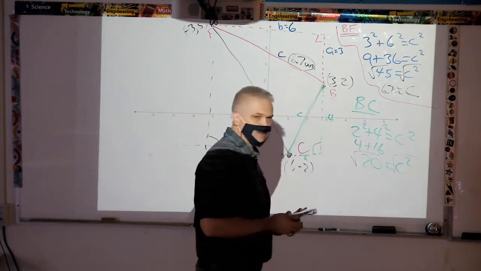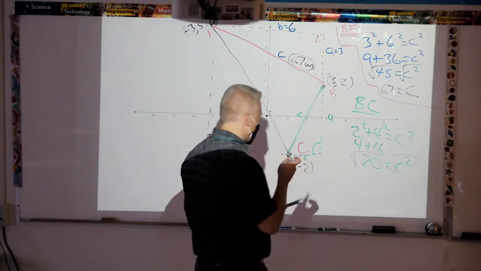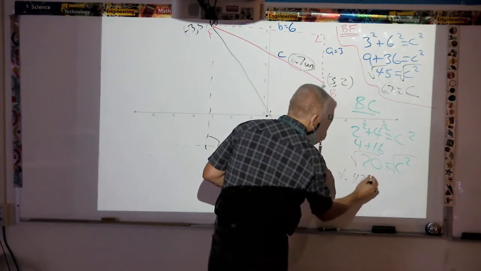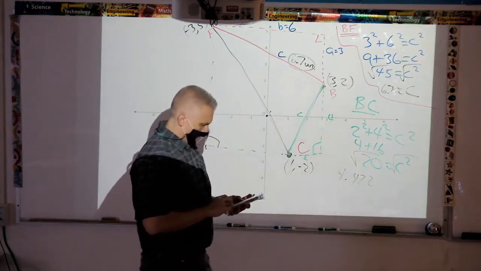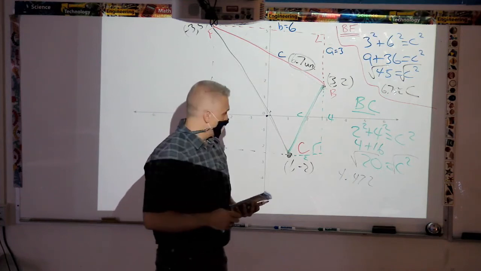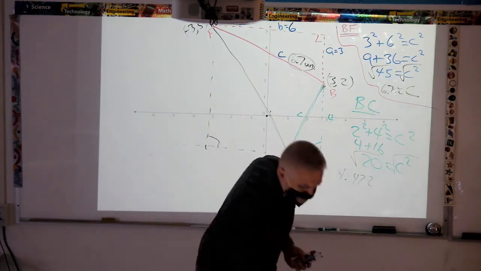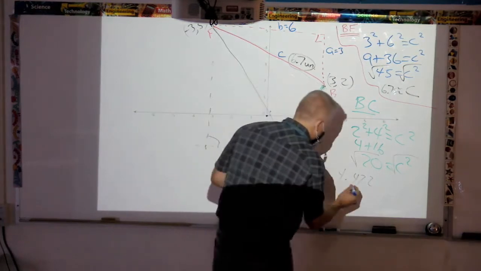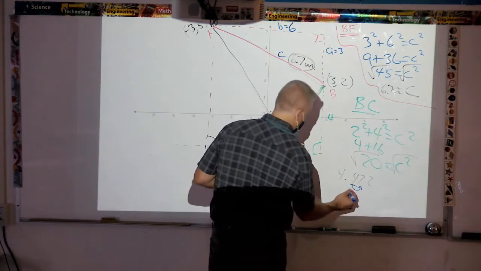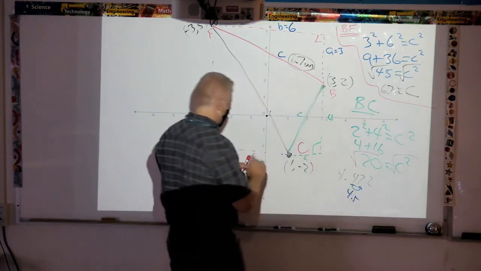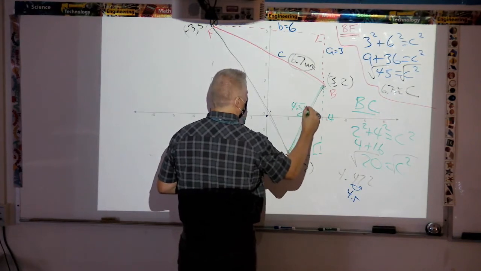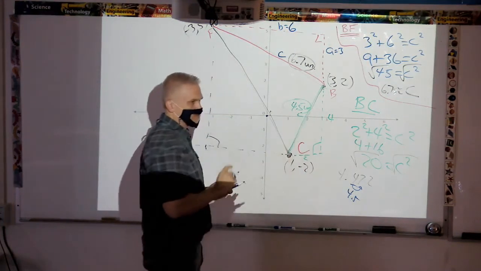4.472. So let's talk rounding for just a quick second. If I want to round that to the nearest tenth, what do we have? 4.5, because the digit after the tenth place is bigger than a 4. So 4.5. So this C here is 4.5 units long.